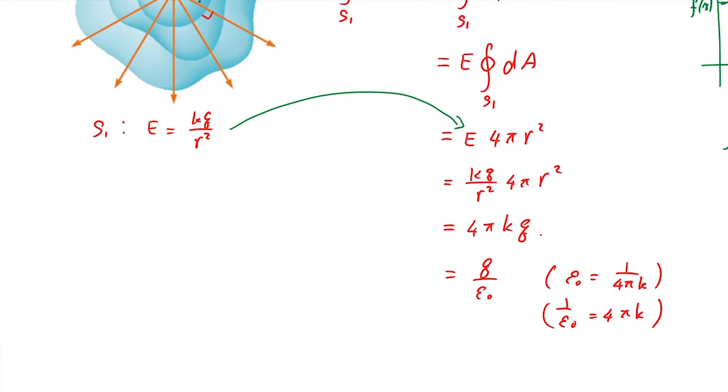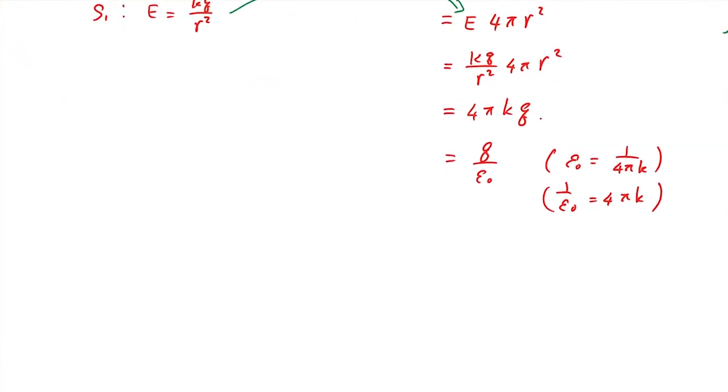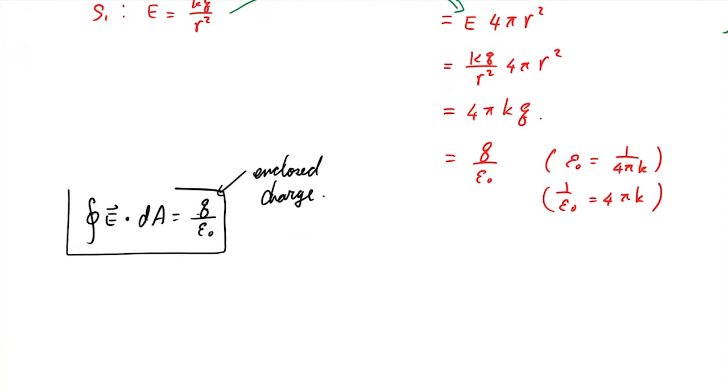The whole idea is this. Let's put a summary. Summary is this: the flux count, and this charge, this is enclosed. That's the key. And this is Gauss's law.